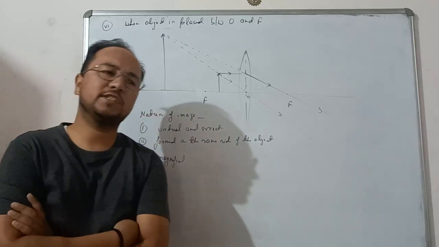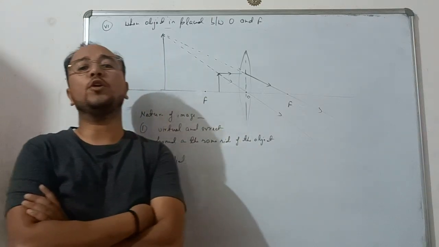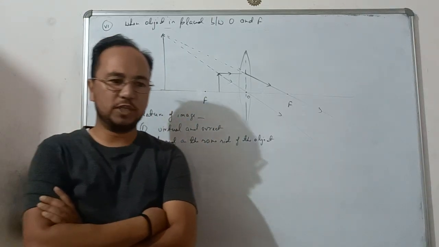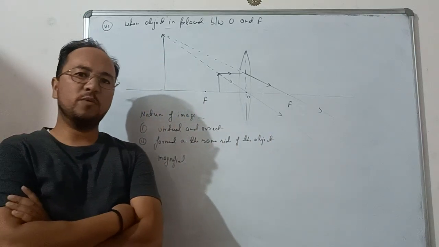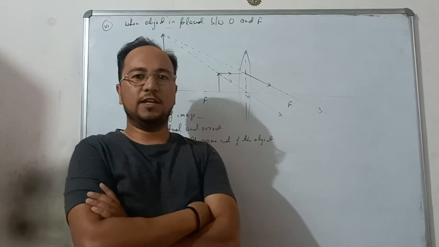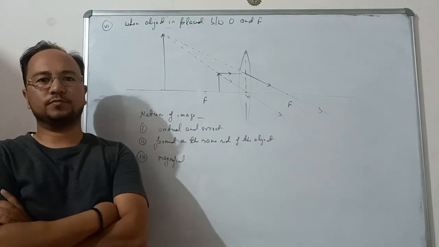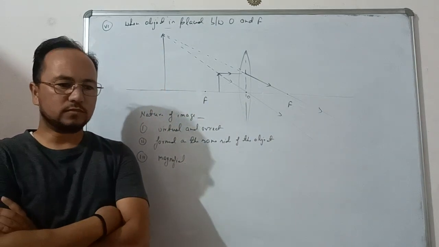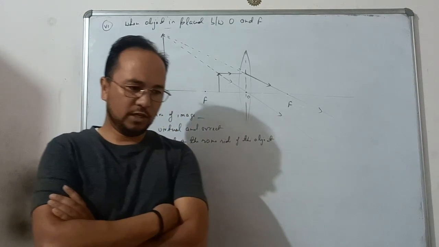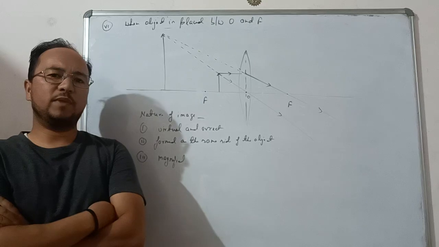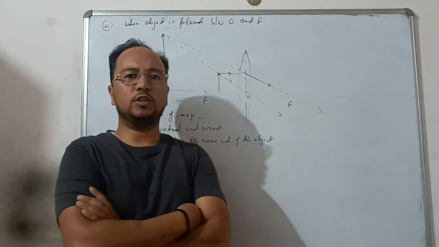The second case is when object is placed beyond 2f. In this case, the image is formed between f and 2f, the size of image is diminished, and nature of image is real and inverted. Now the third case, when we place the object at 2f.